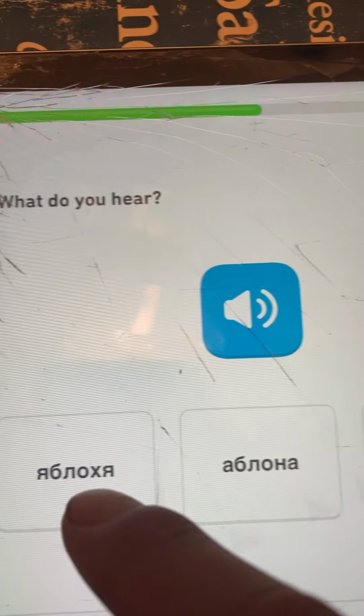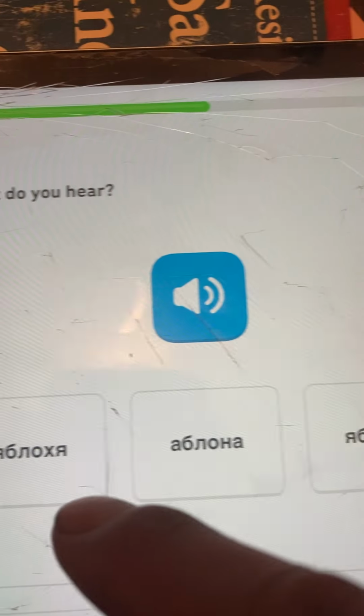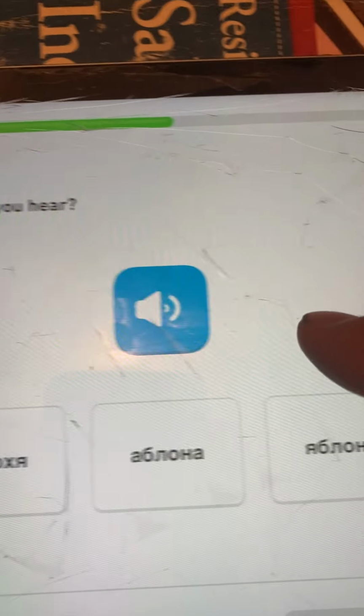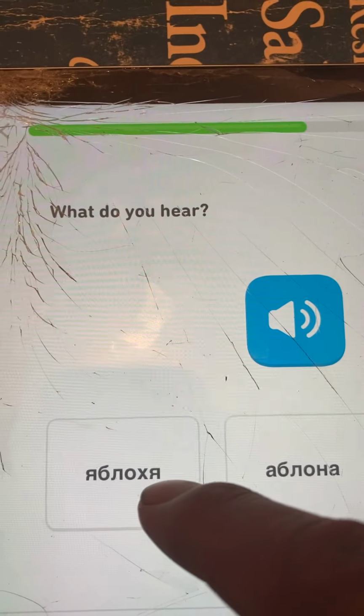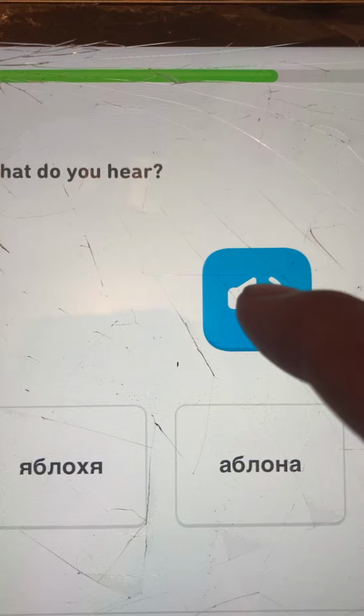Both of them have a B. Яблоня. Cursive R. Yup. Both of them have an O, so we have to catch the last part of it.